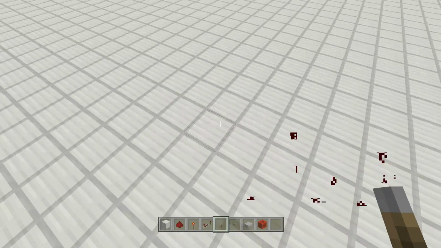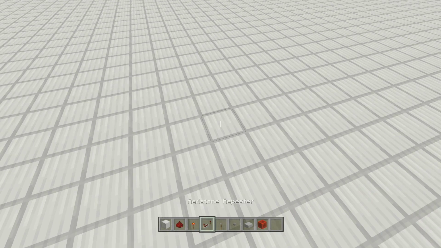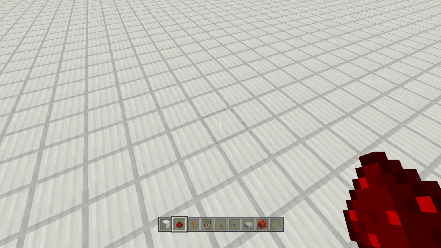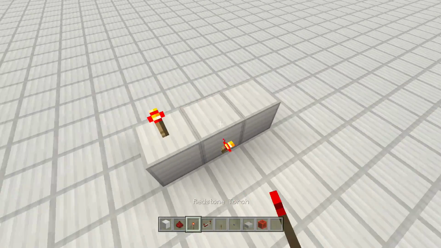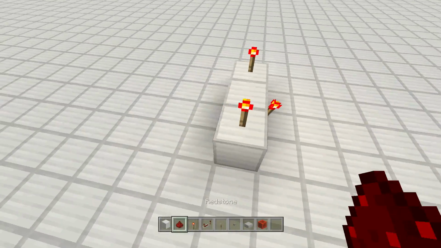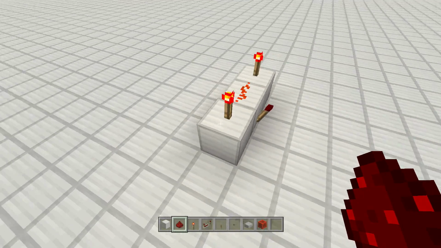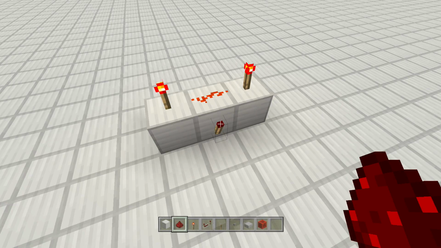You guys will see how useful this is, because basically this can detect conditions, and if these conditions are true, then it'll send out an output. So it's probably my favorite gate so far.